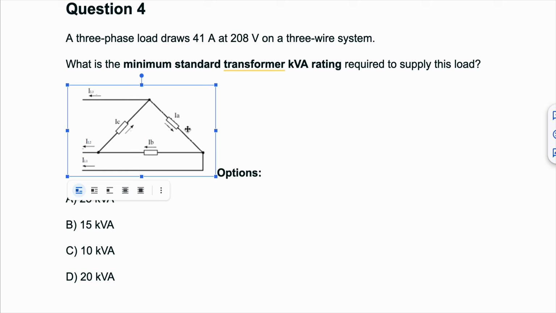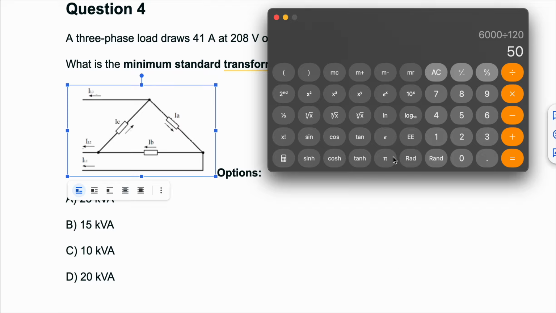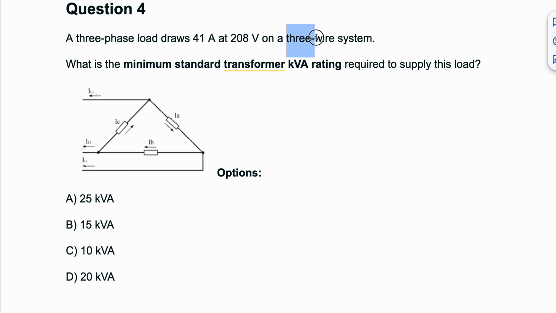So if we want to get this current, we can say that 41 divide 1.732, which is root of 3, is 23.7, 23.76, equal to about 24 amp. Imagine 24 amp for one phase of this load. Because this question tells us 3-wire system, I use this combination of the load, 3 different parts of the load connected together with delta connection.